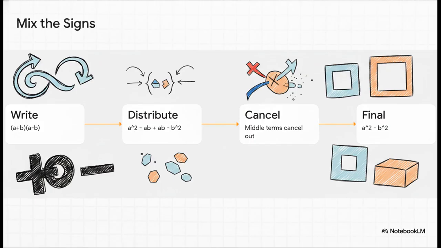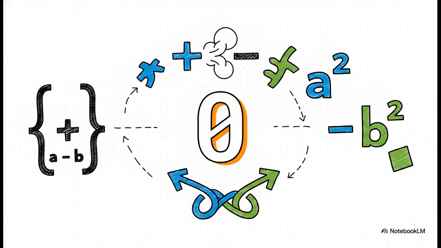Look really closely at the middle there. A negative ab and a positive ab, they literally destroy each other. They cancel out entirely. And that leaves us with a middle term of absolute 0. Because those inner and outer products are exact opposites, they completely vanish, which proves exactly why (a plus b) times (a minus b) simplifies so beautifully to just a squared minus b squared. It's super clean. This is what we call the difference of squares.